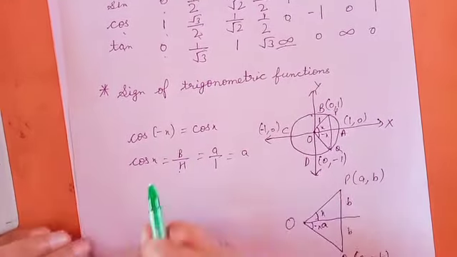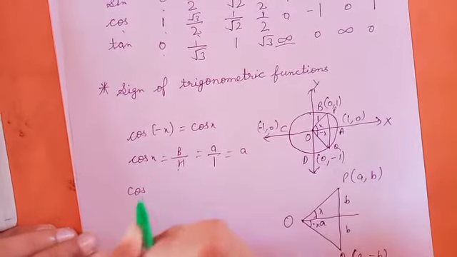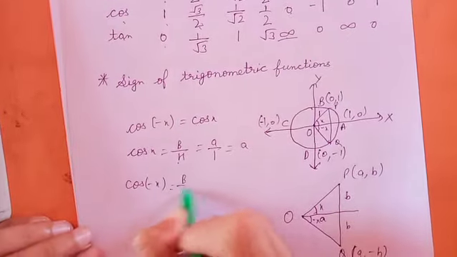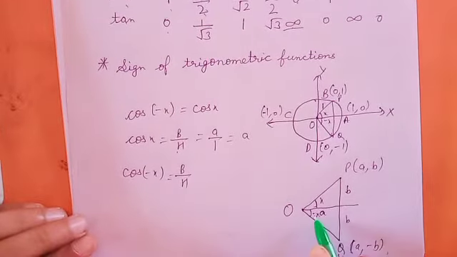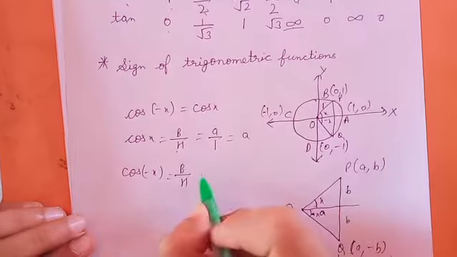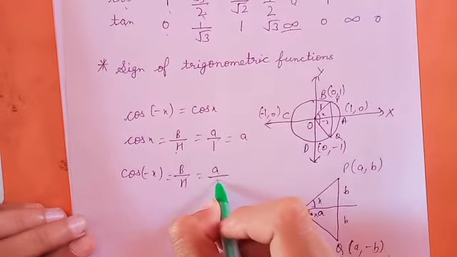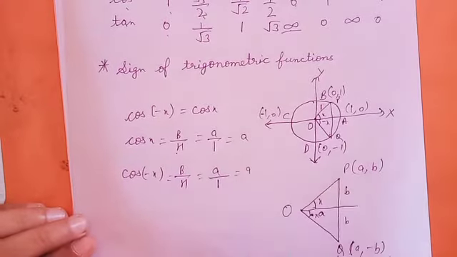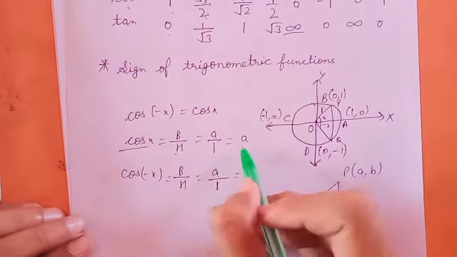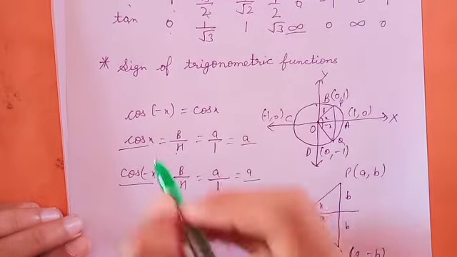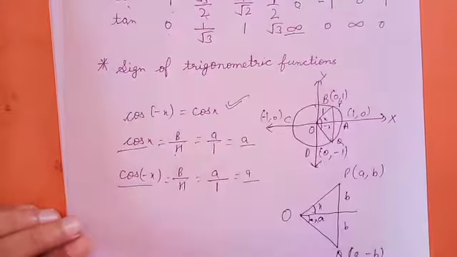Now I talk about cos of minus x, it will be again base by hypotenuse. In case of the negative angle, what is our base? It is again A, and hypotenuse is 1, so it is again A. So you can look here, cos x is equal to A and cos of minus x is equal to A. That means this is true.